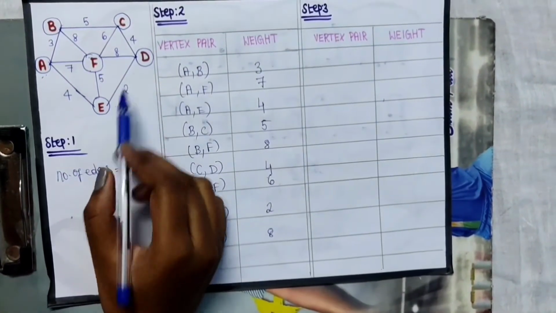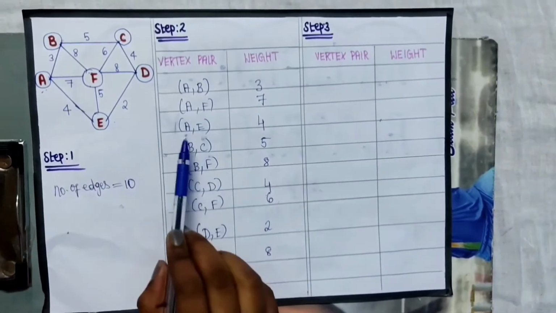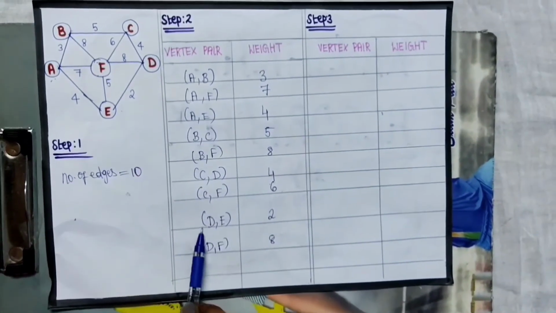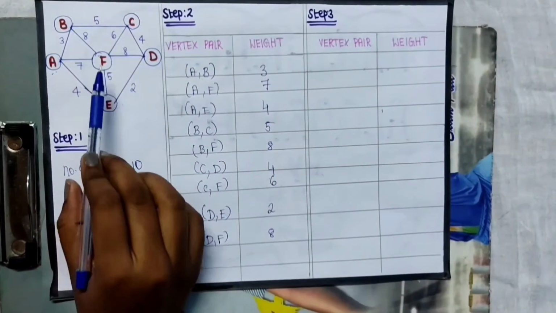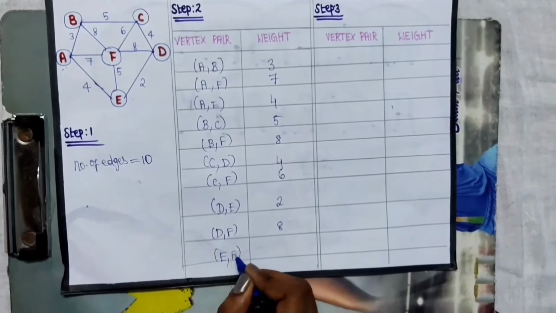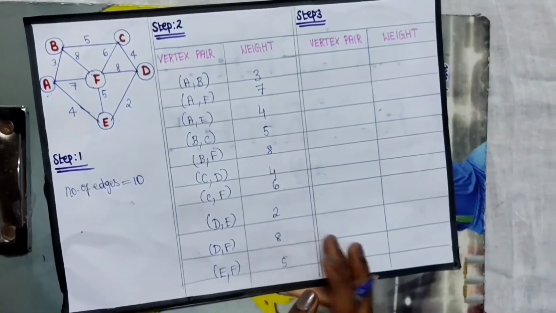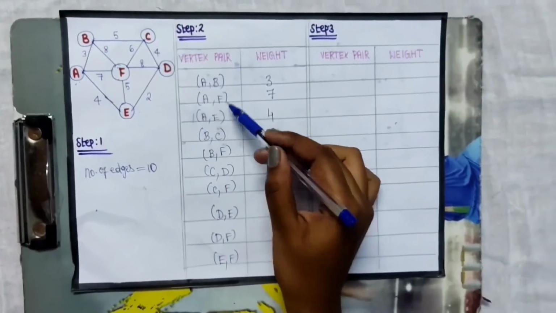Then after the completion of D, I am coming to E. For E, we have already written A, E, and for D we have already written D, E. So, E and F is remaining. I am writing E, F, or you can write F, E, it is your choice. The weight is 5.